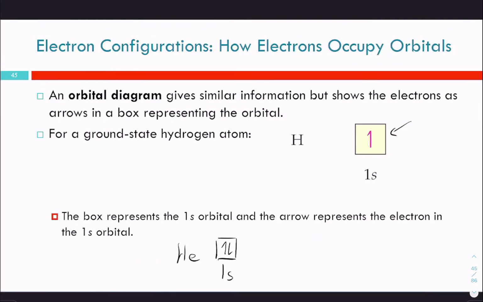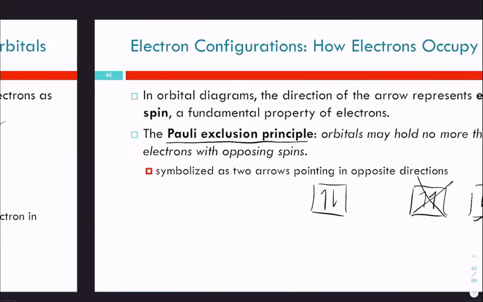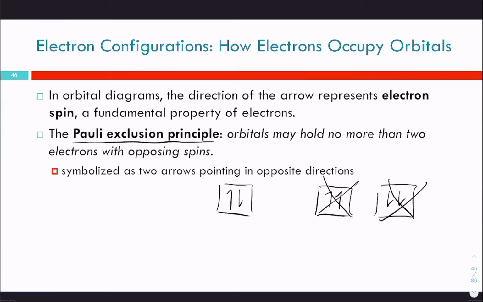We also did orbital diagrams where we used arrows to indicate the spin of the electron, because the Pauli exclusion principle states that we can only have 2 electrons with opposing spins. So one has to be a little half up arrow, and the other one's a little half down arrow. Can't have 2 arrows going in the same direction.